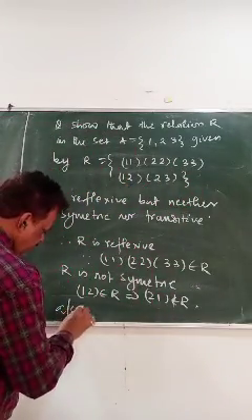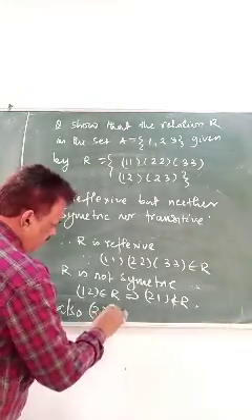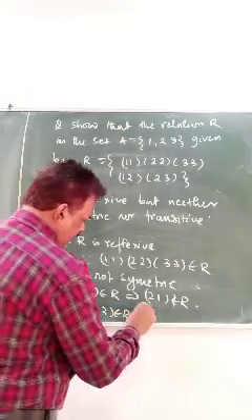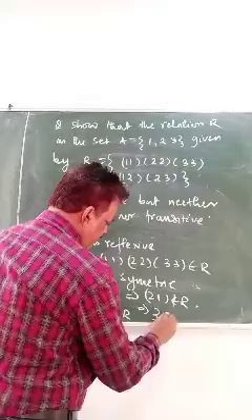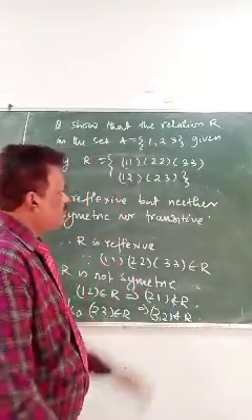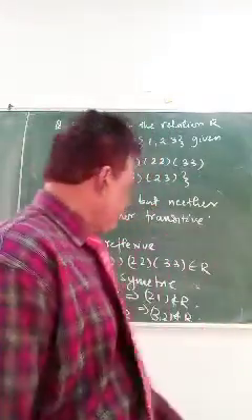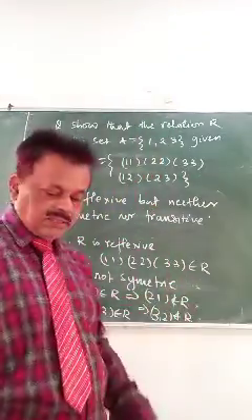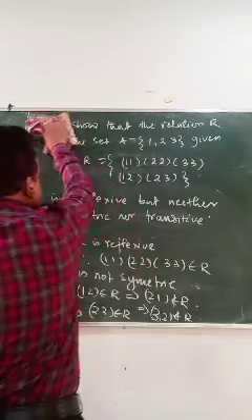Even if one pair's reverse is there, but another pair's reverse is not there, still you can say this is not symmetric. It should hold for all the ordered pairs. Also, (2,3) belongs to R implies (3,2) doesn't belong to R. That is also not possible. So you can say R is not symmetric. What about transitive?